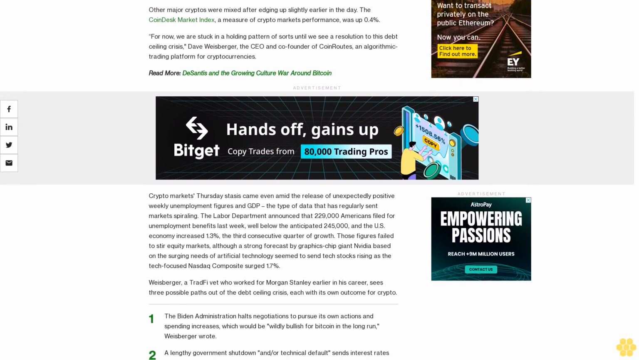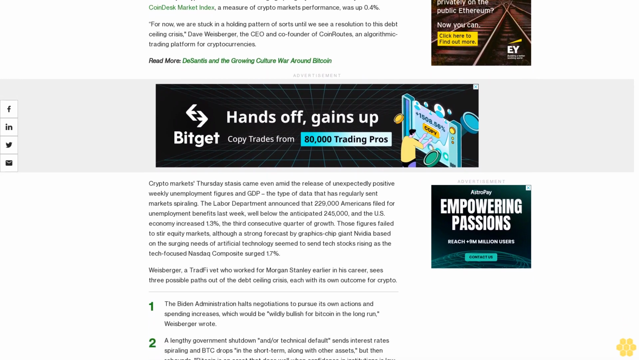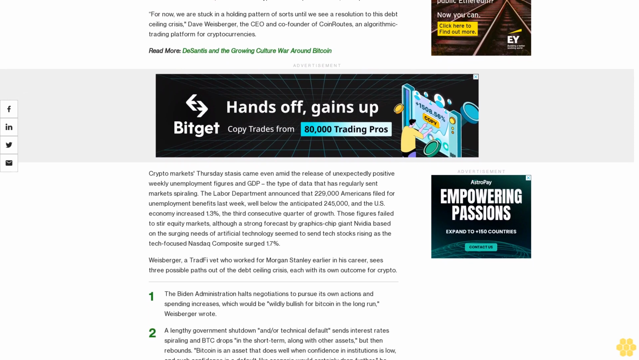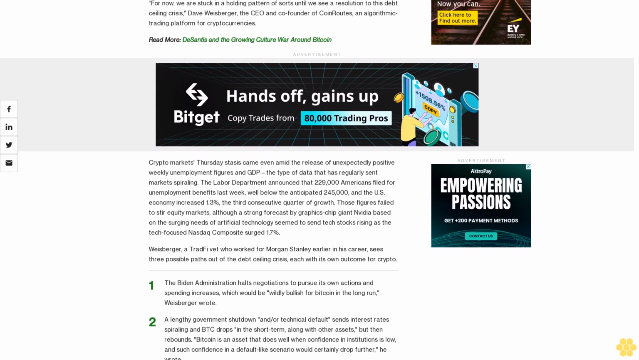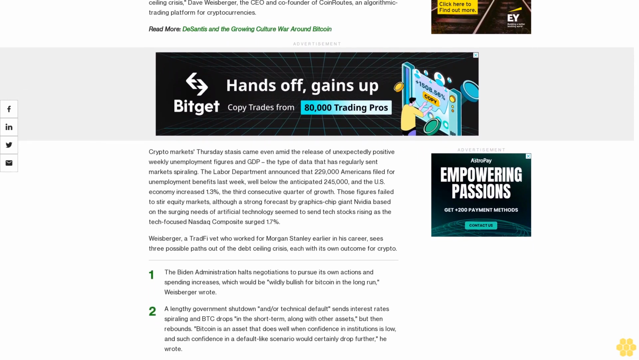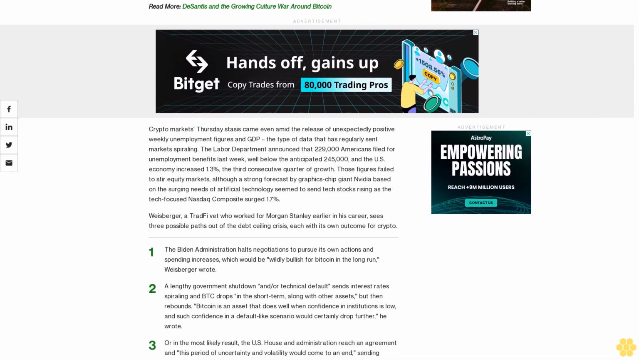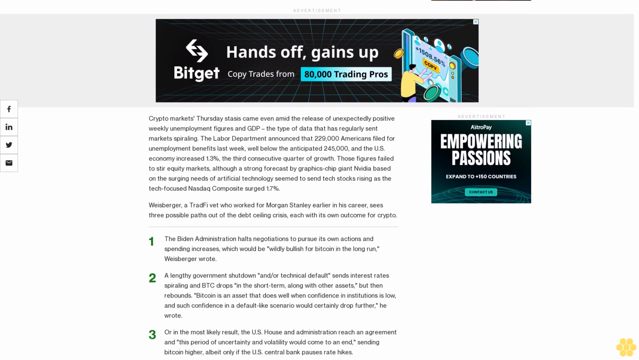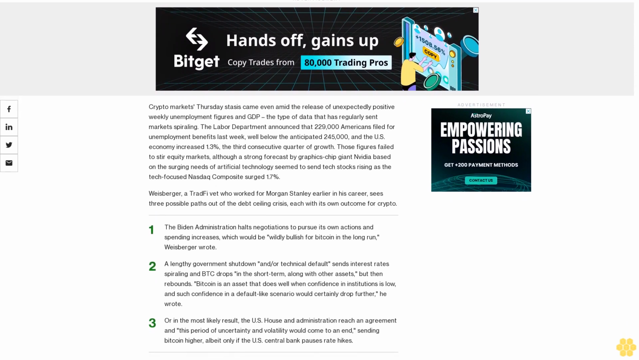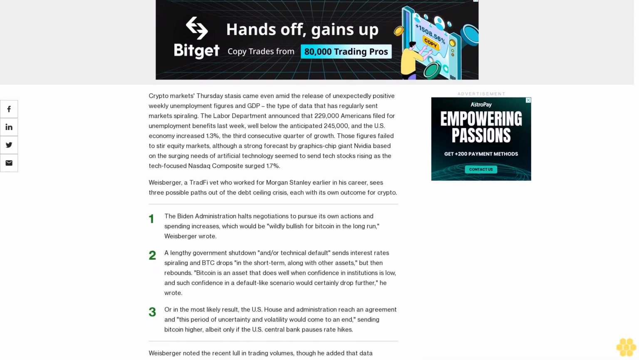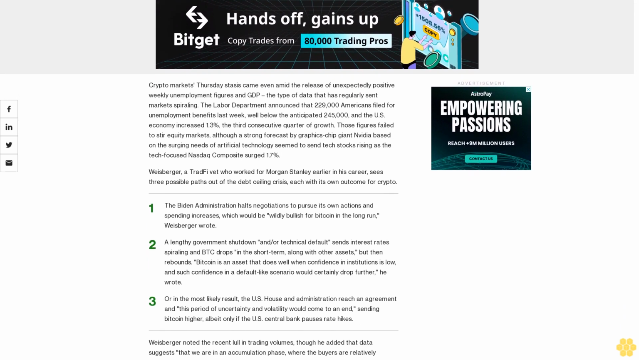Those figures failed to stir equity markets, although a strong forecast by graphics chip giant Nvidia based on the surging needs of artificial intelligence technology seemed to send tech stocks rising, as the tech-focused Nasdaq Composite surged 1.7%. Weisberger, a TradFi vet who worked for Morgan Stanley earlier in his career, sees three possible paths out of the debt ceiling crisis, each with its own outcome for crypto.